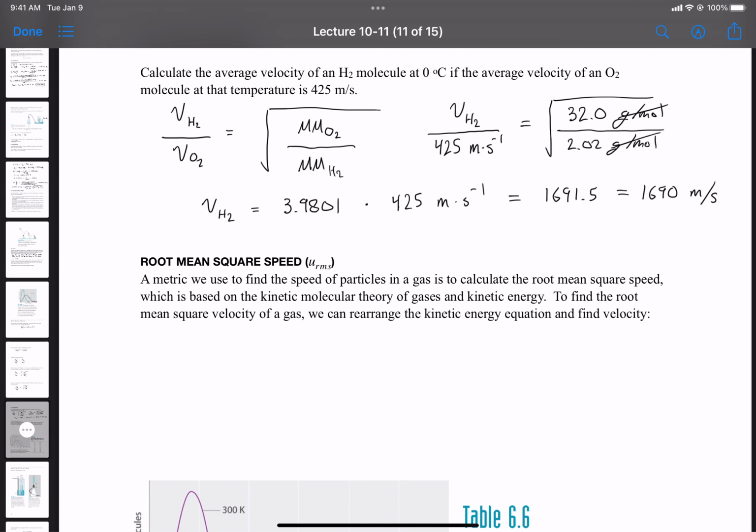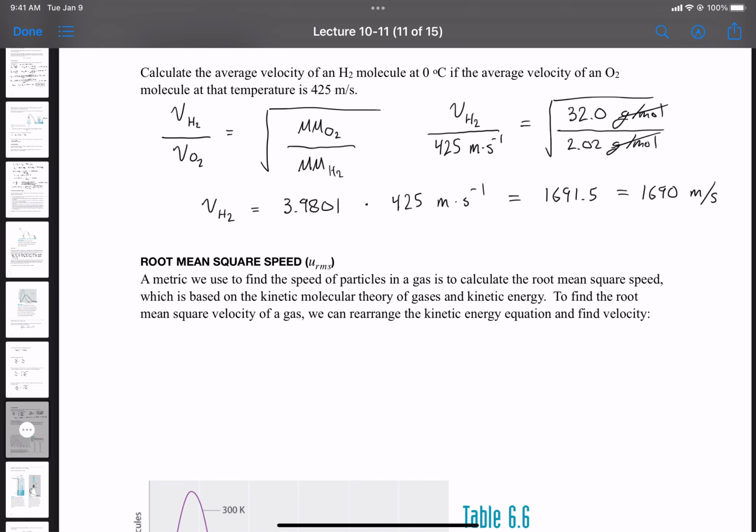Okay, so now let's talk about another metric here, root mean squared velocity. So root mean square is another way we can measure speed. If we have some gas particles, this is kind of like a statistic to describe what speed these gas particles will have at a specific temperature. Okay, so to find the root mean squared velocity of a gas, we can rearrange the kinetic energy equation and find velocity. So let's just write that right here.